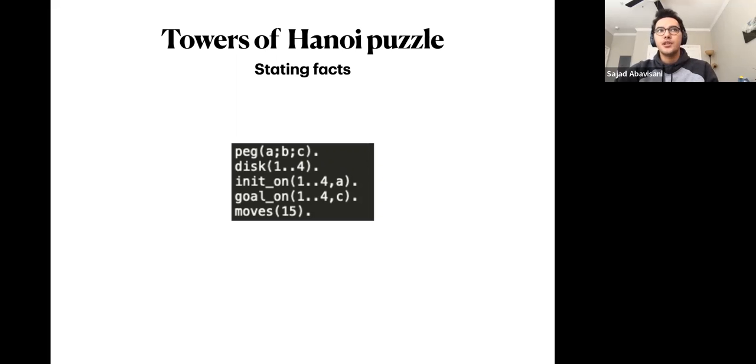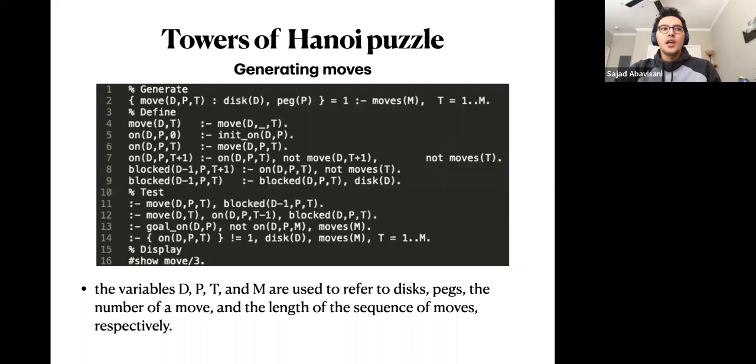We have 3 pegs or poles. They have 4 disks. The initial state is that all of the disks are on pole A, and the goal is to put all of them on pole C, and we have 15 total moves. So here is the solution, the rest of the program.